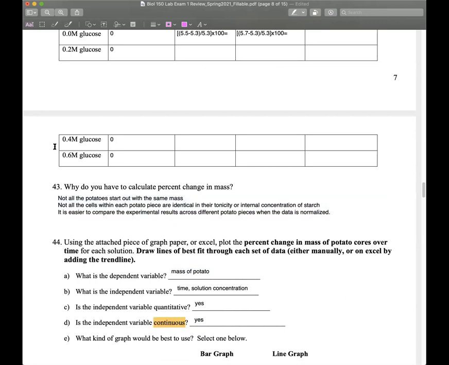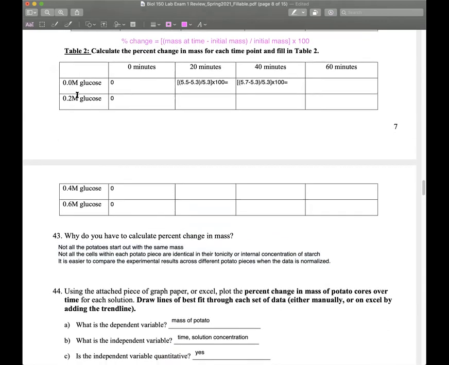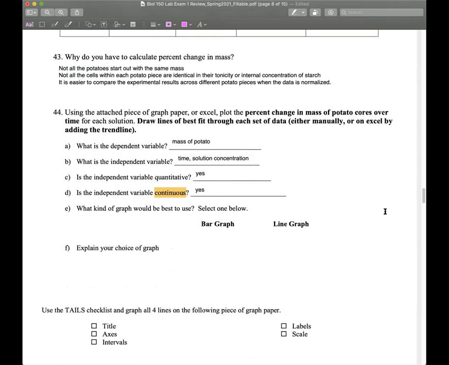Okay, thank you. It's the same thing with solution concentration. Here we're looking at molarity, but between these 2 molarities, you could look at the micromolarity or the nanomolarity or the picomolarity, and there are an infinite number of molarities that could be measured in between these 2 points. So yeah, that's what makes it continuous. Okay, thank you.